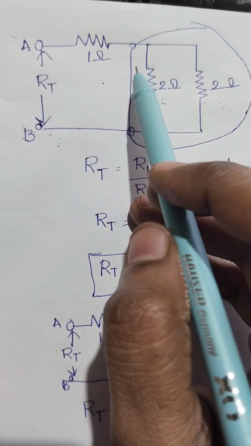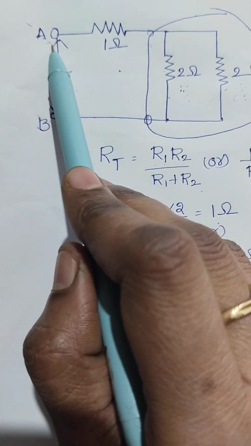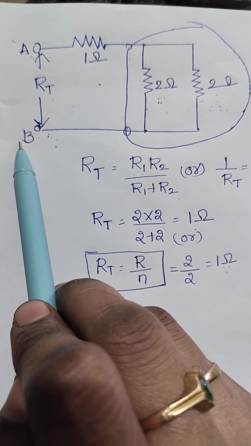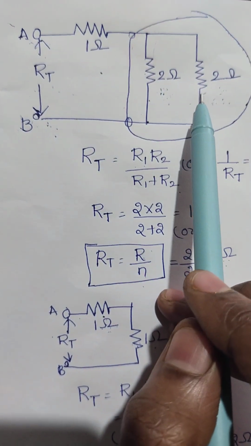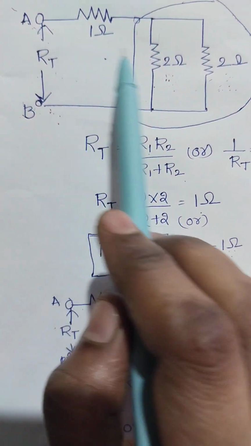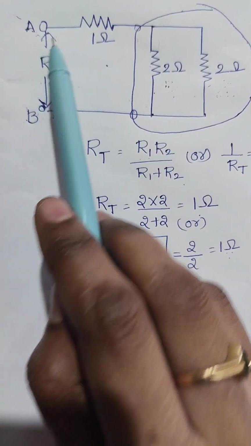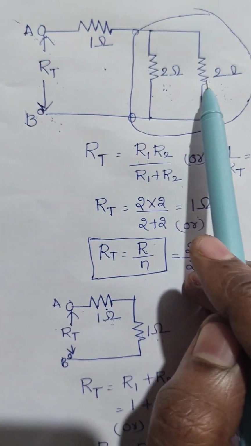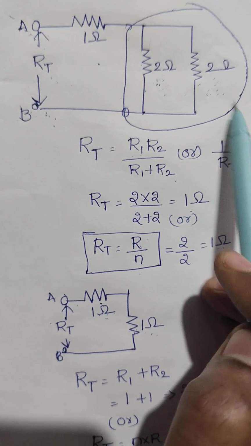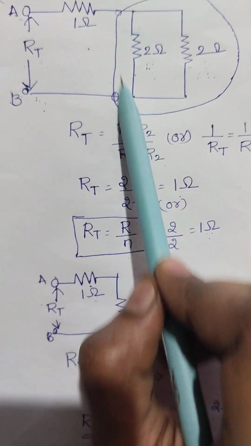I repeat once again. Here we have to find the R total between these two terminals. First, the terminals are at the left side, so our calculation starts from the right side. If you take the calculation from the left side, the entire answer will go wrong. So when the terminals are at the left side, our comparison of resistors starts from the right side. Here first compare two resistors: 2 ohms and 2 ohms are in parallel.